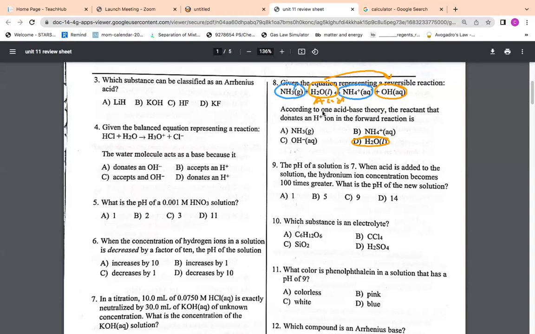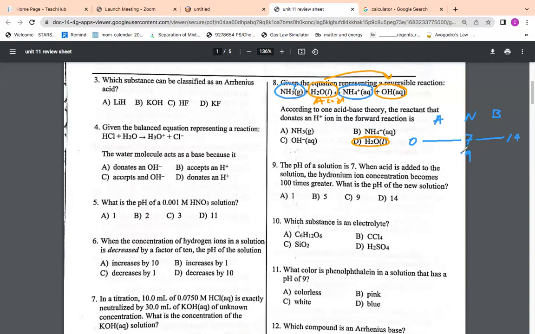Okay, number 9, the pH of a solution is 7. When acid is added to the solution, the hydronium concentration becomes 100 times greater. What is the pH of the new solution? Now, in between every singular pH value unit, there is a change of hydronium ions by 10-fold or 10 times. Now, we are starting at 7. So it goes from 0 to 7 to 14. Here are our acids, here are our bases, and here are our neutral things. So we're here at 7.